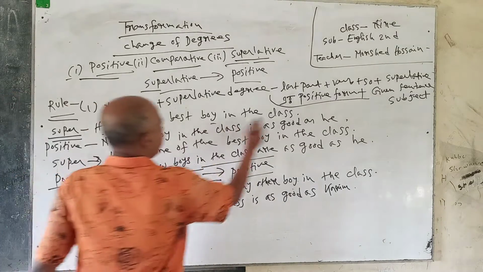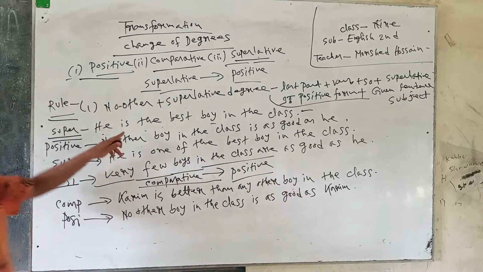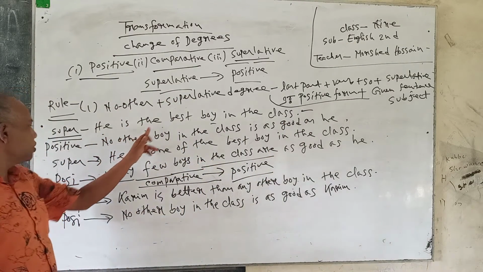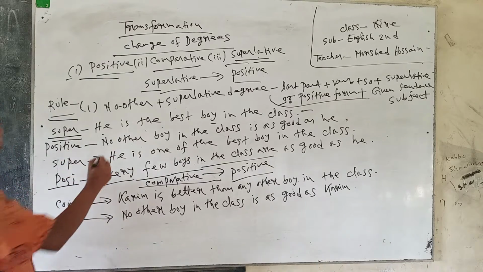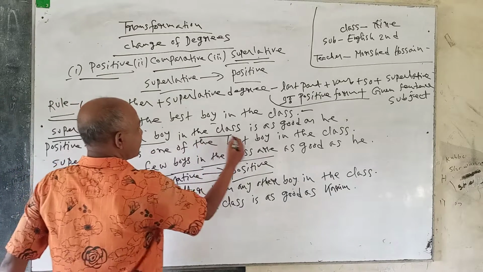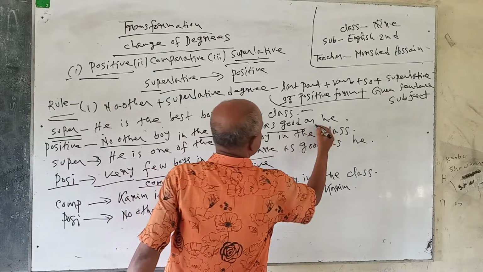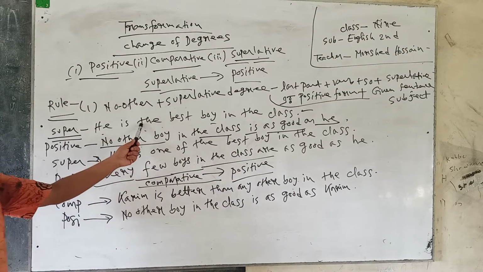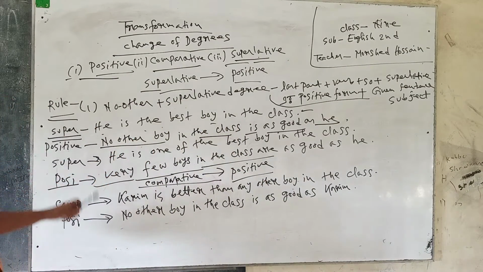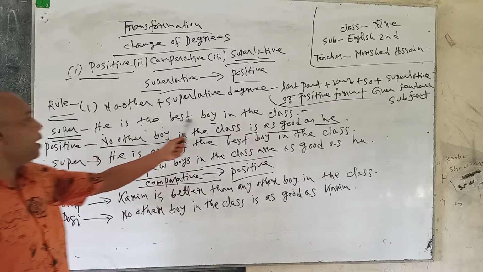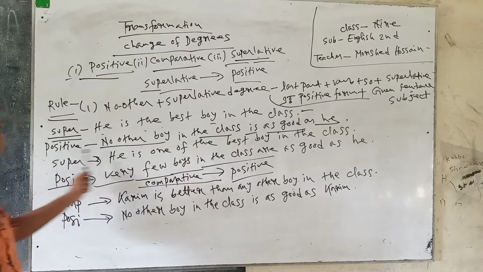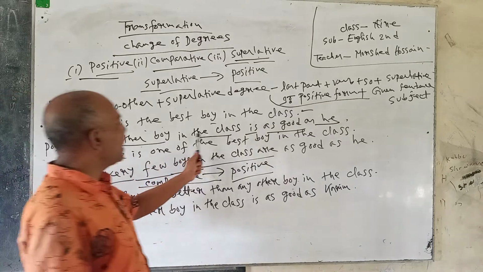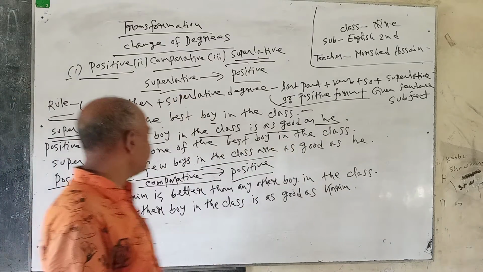He is the best boy in the class. This sentence form is superlative. Now we will change this one into positive. No other boy in the class is as good as he. So learners, I think you have understood the first one. The first one is given in the superlative form, and we have to change it into the positive form: no other boy in the class is as good as he.